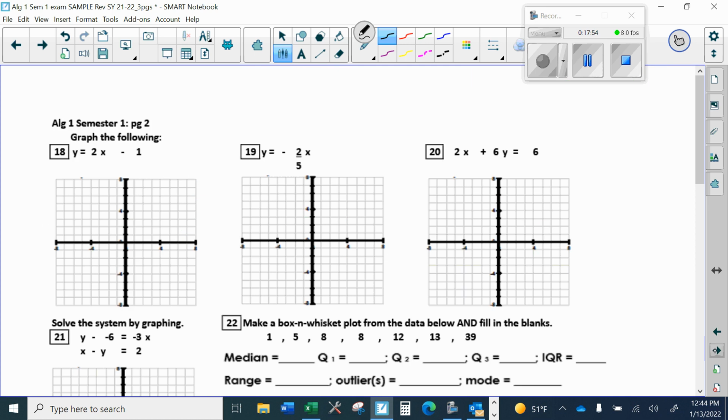There's my answer. Okay, graphing here, 2x minus 1. Again, I have my slope of 2 over 1, up 2, right 1. Y-intercept is (0, -1). (0, -1) is a point. And I go up 2, right 1, up 2, right 1, up 2, right 1. There's my line.